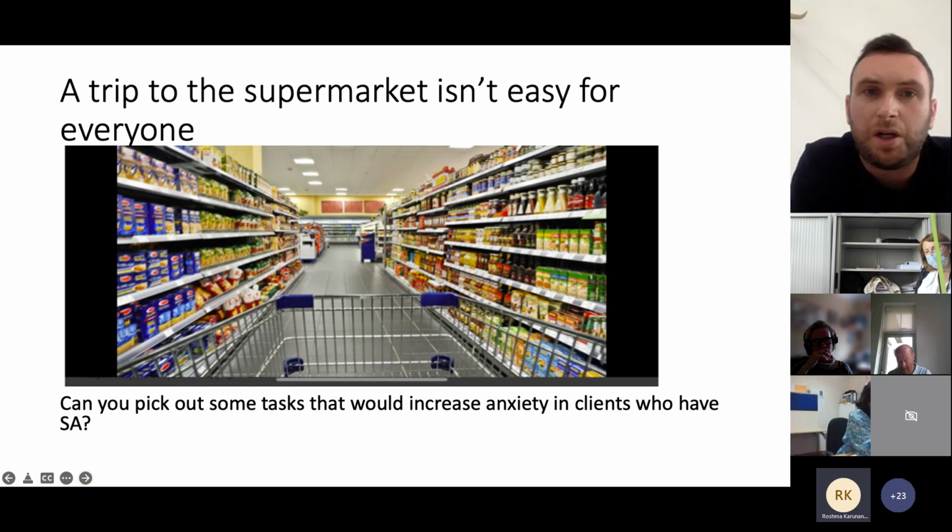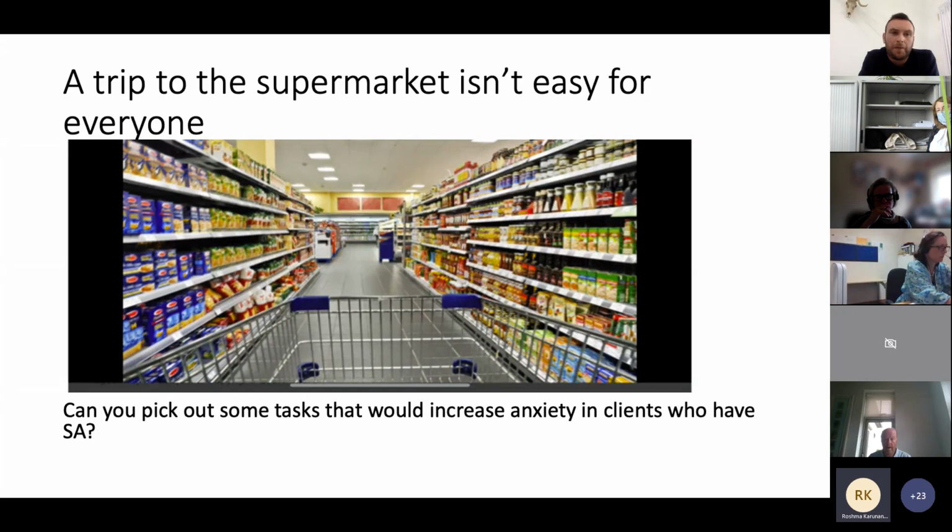Again, it's just a picture, but a trip to the supermarket isn't easy for everybody. A lot of people can find it very, very difficult. Whenever we're dealing with clients, simple things such as getting on buses can be quite challenging. It's important to understand what different parts the person finds challenging and what they think is going to happen. This allows us to look at the framework of what we're going to do for the person.